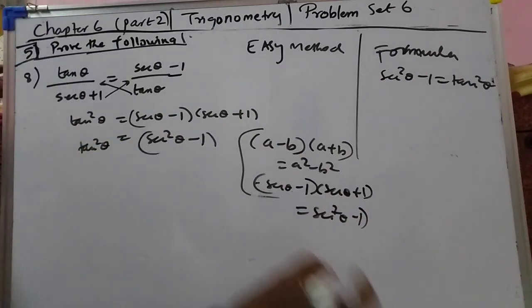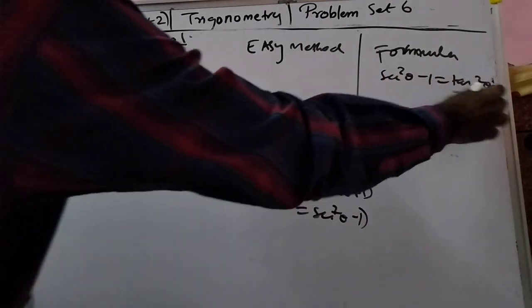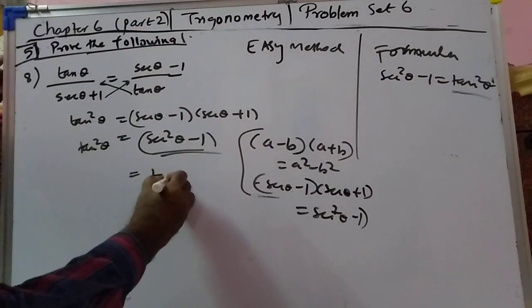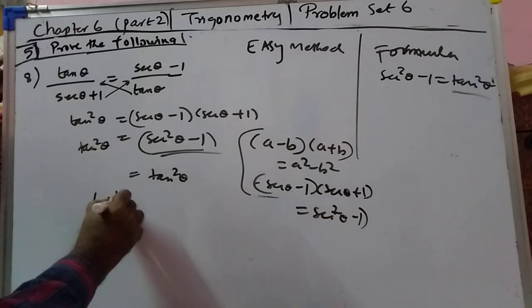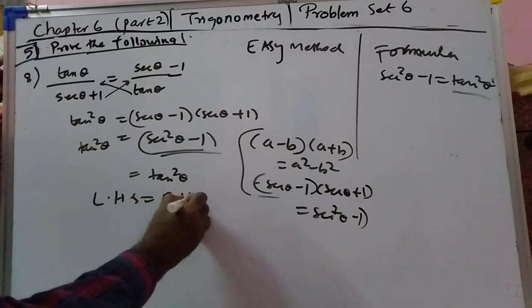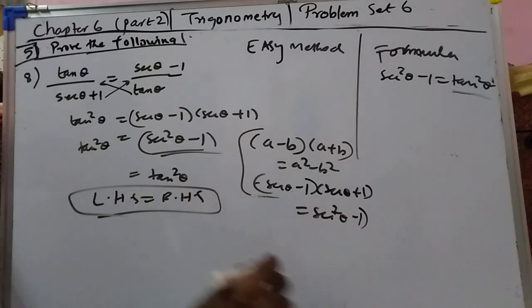Okay. But we know it is tan square theta. So, that is equal to tan square theta. So, left hand side is equal to right hand side. Okay, I hope you got that. Let's do the next one.